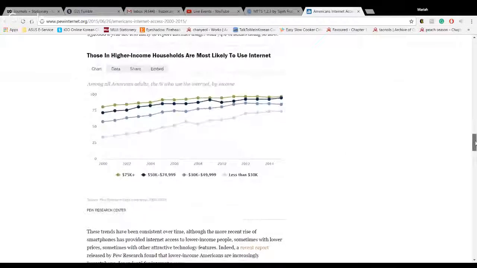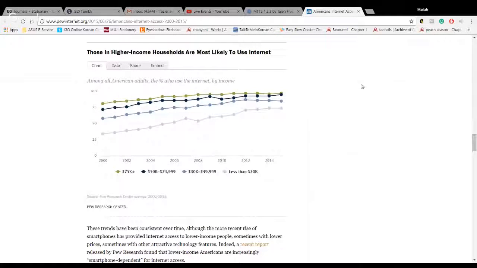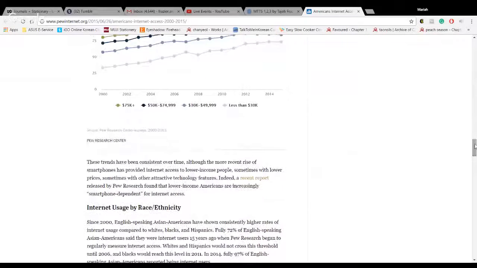This graph shows that the higher the income, the more likely you are to use the internet, because you have the money available to buy the technology and the accessories that come with it. If it's broken, you have the money to get it fixed. It's easier to upkeep and stuff like that.